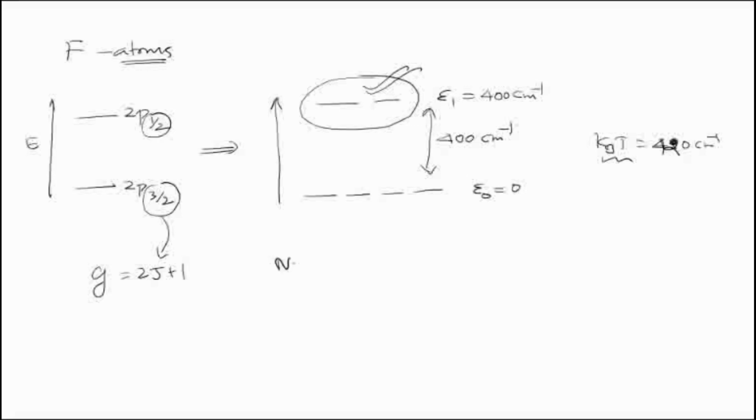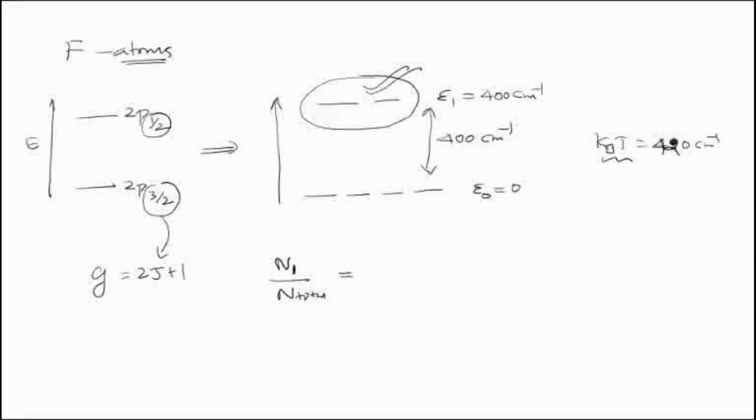Listen, take the excited state population as n1 and the total population as n total. This will give you the fraction of population in the first excited state. Students, understand this well. n1 is the number of molecules or atoms in the first excited state. n total is the total atoms present in the system. n1 by n total will give you the fraction of fluorine atoms present in the first excited state. This is what they are asking in the question.